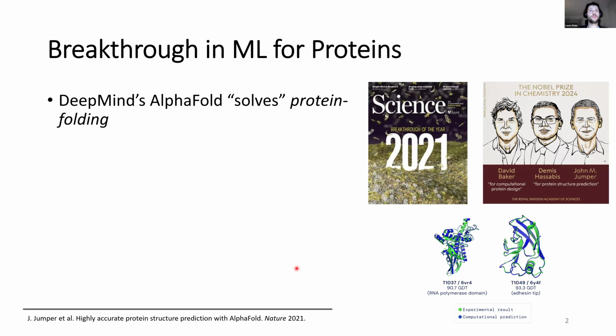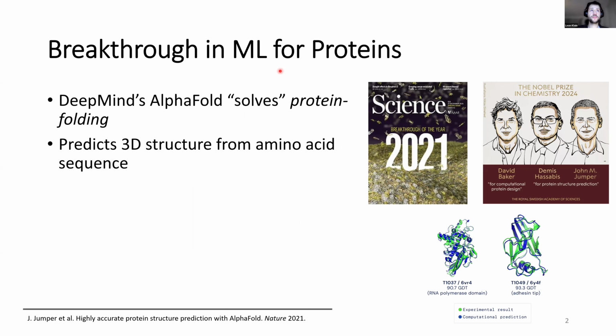All of you are probably familiar with DeepMind's AlphaFold, which solves protein folding. It predicts 3D structures from the amino acid sequence alone, now with AlphaFold 3 also for protein complexes, and they were also recently awarded the Nobel Prize for it. However, the 3D protein structure is not everything.